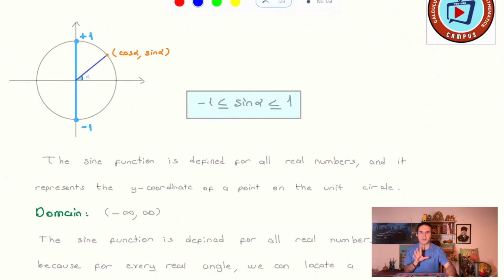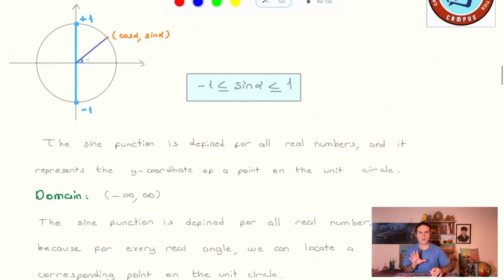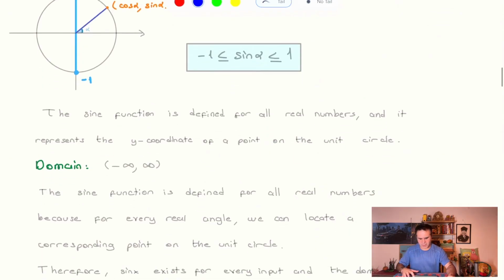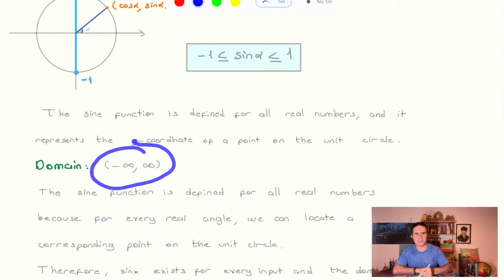And the domain of the sine function: the sine function is defined for all real numbers because for every real angle, we can locate a corresponding point on the unit circle for the sine value. Therefore, sine x exists for every input, and the domain will be from -infinity to +infinity.